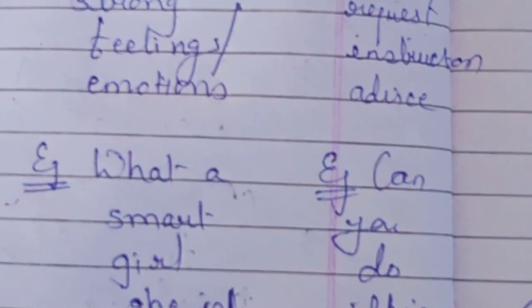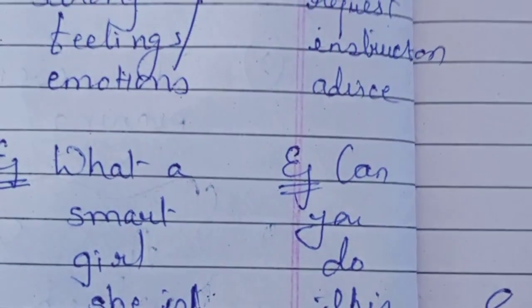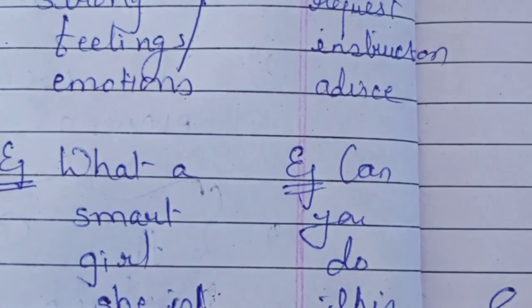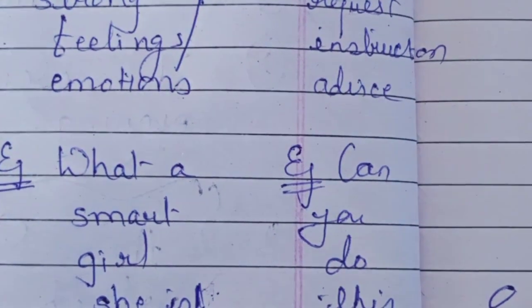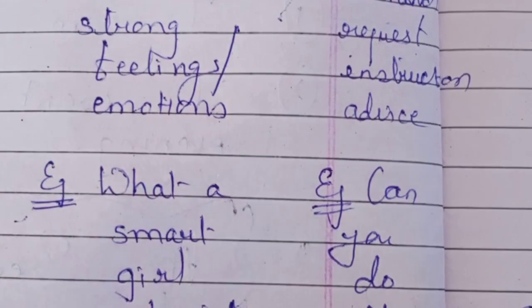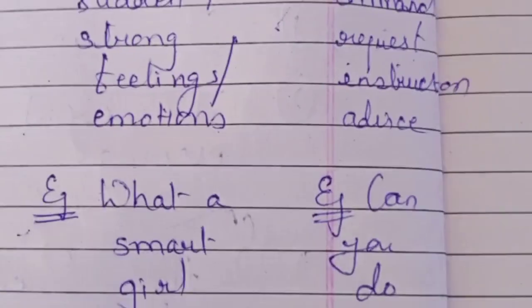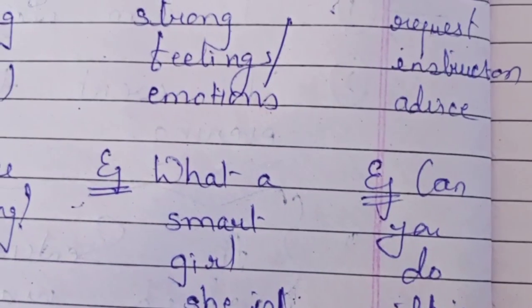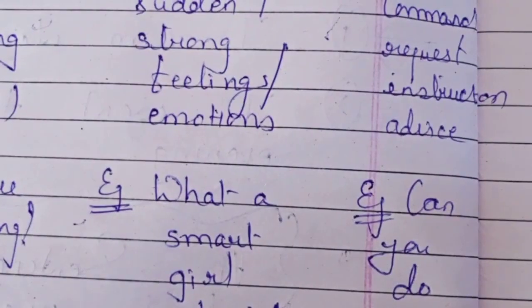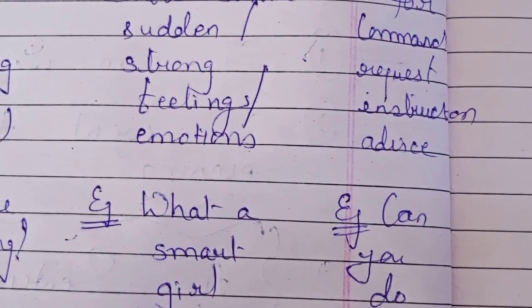Now, imperative. Imperative means it shows some order, request, instructions or advice. That kind of sentence is called an imperative sentence. For example, can you do this for me? I'm asking you, okay?